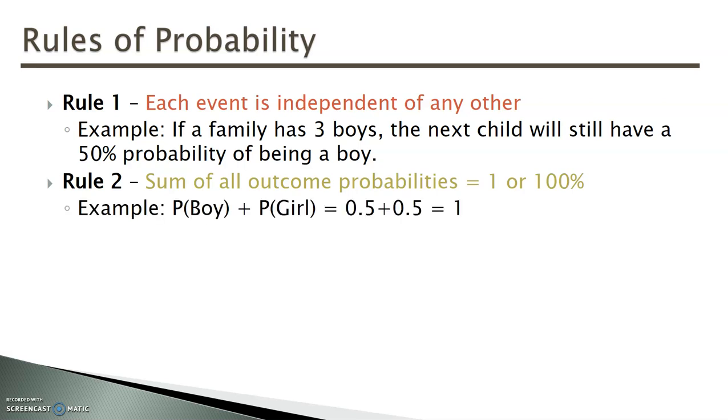So if we are talking about the probability of a boy and a girl, the probability of having a boy is 1 out of 2. The probability of having a girl is 1 out of 2. So if you add 0.5 and 0.5 together, you would get 1.